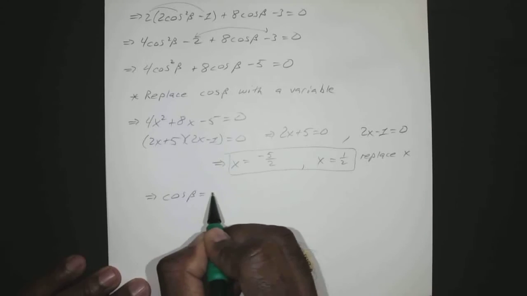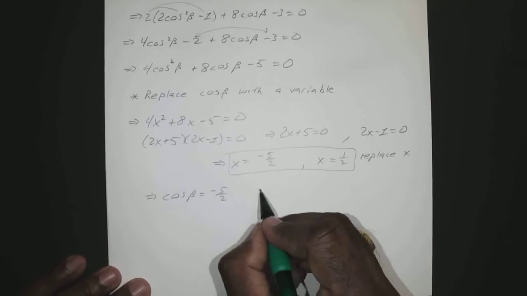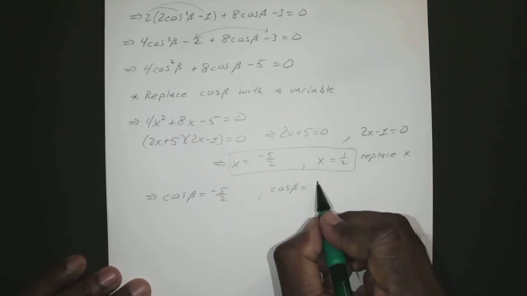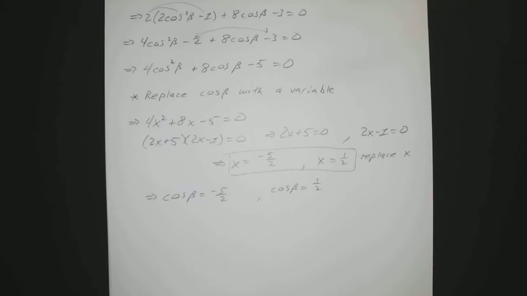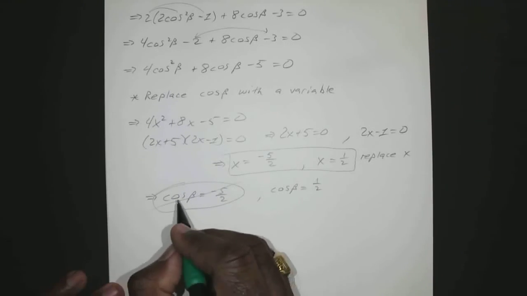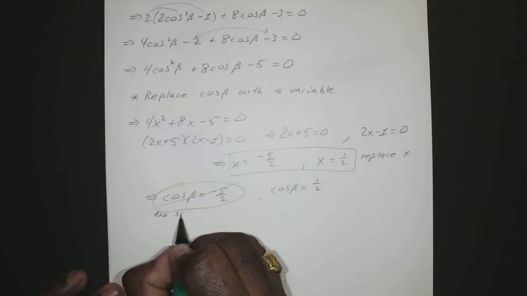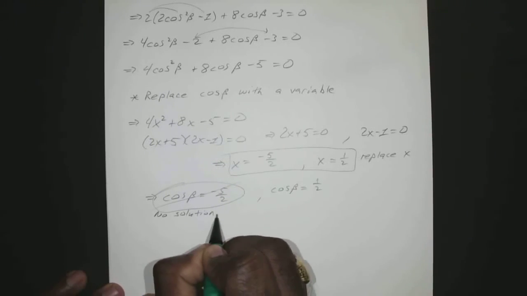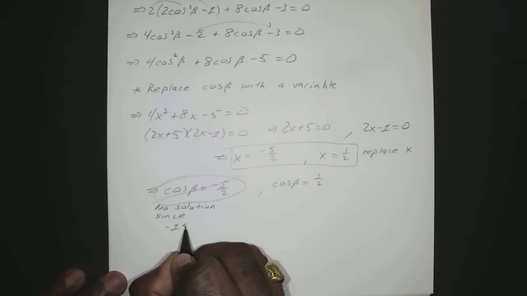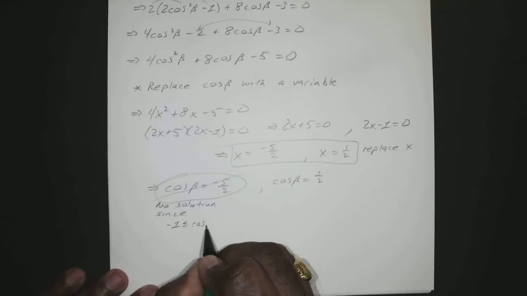So we have cosine of beta equals negative 5 over 2, and cosine of beta equals 1/2. Okay. So we know negative 5 over 2 is just negative 2.5, which we already know. Once it's lower than negative 1, we just get rid of it. We don't even need it. So no solution, since cosine has to be between negative 1 and 1.